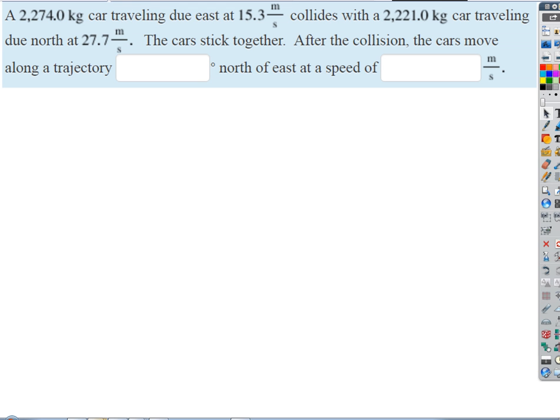conserved. Meaning, see ya. Good luck. Look on the test. It's actually today.